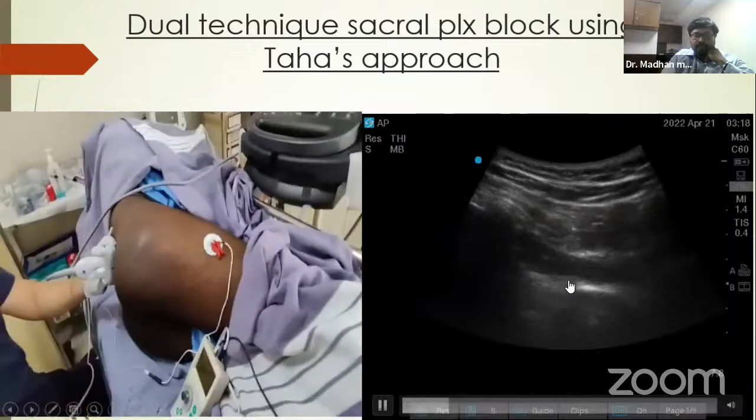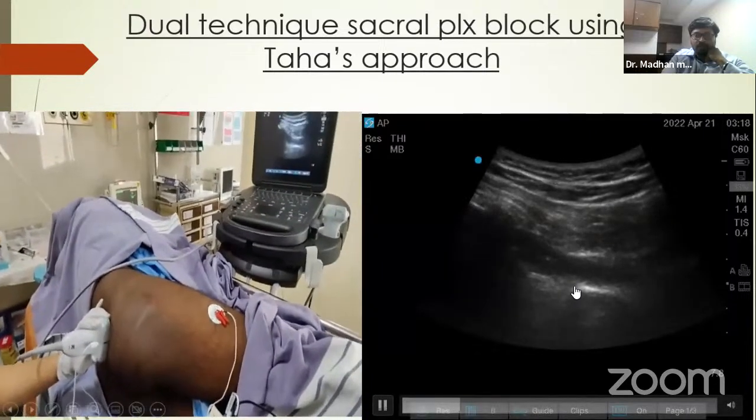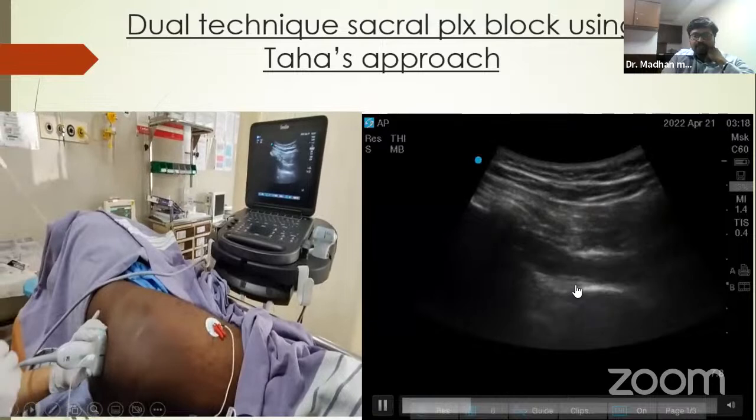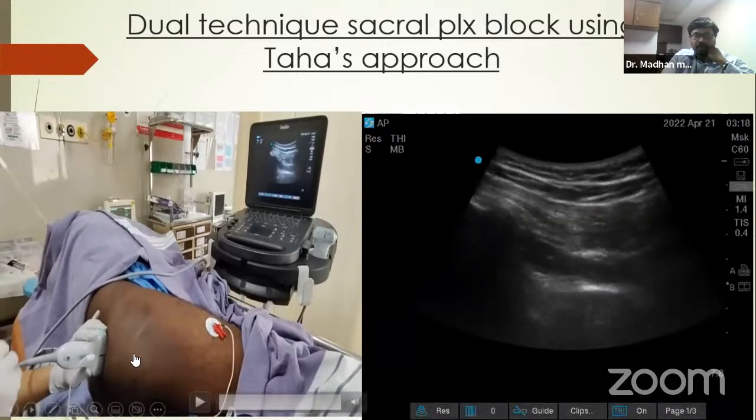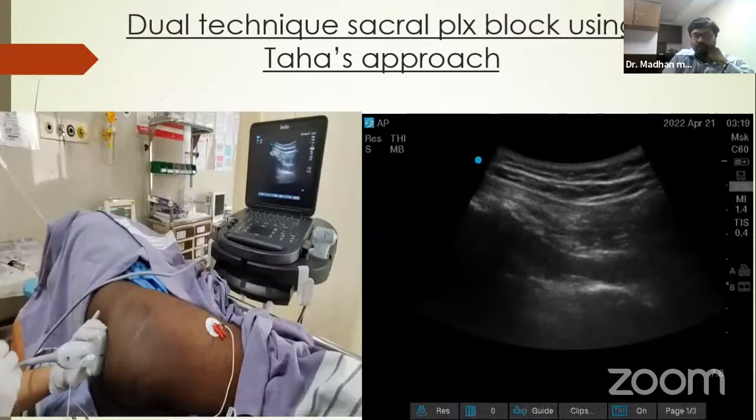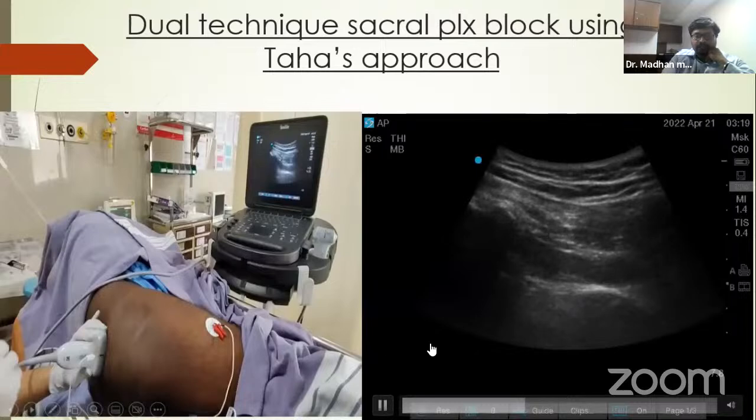So this is the needle entering. We are doing an out of plane approach. Once you reach the nerve, you start stimulating at 0.4 current. We are getting the foot response, which is inversion of the foot. So we have accepted that, and we started injecting the drug.